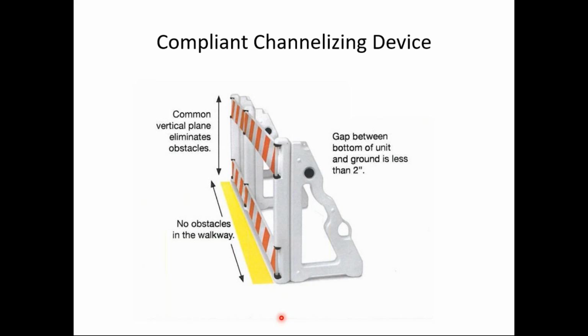And here's an example of a compliant channelizing device. Notice a common vertical plane, no protruding objects into the walkway. And if we put these side by side, there should be a continuous barricade, and the gap between the bottom of the unit and the ground is less than 2 inches.